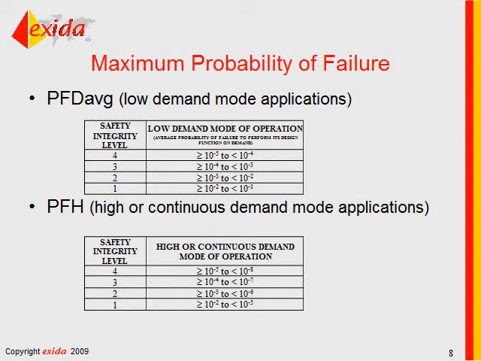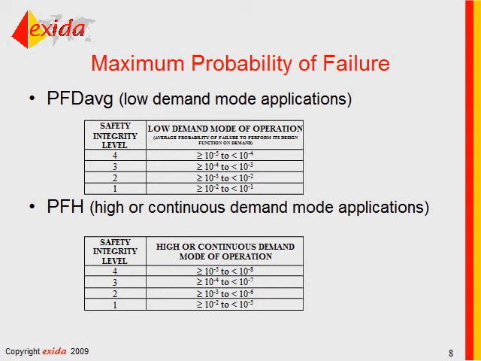Compare the two tables. You will see that there are roughly 4 orders of magnitude difference between the SIL levels in the PFDavg table versus the SIL levels in the PFH table. The 4 orders of magnitude correspond to the approximately 10,000 hours in a year, 8,760. So you see what the relation is between those two tables.